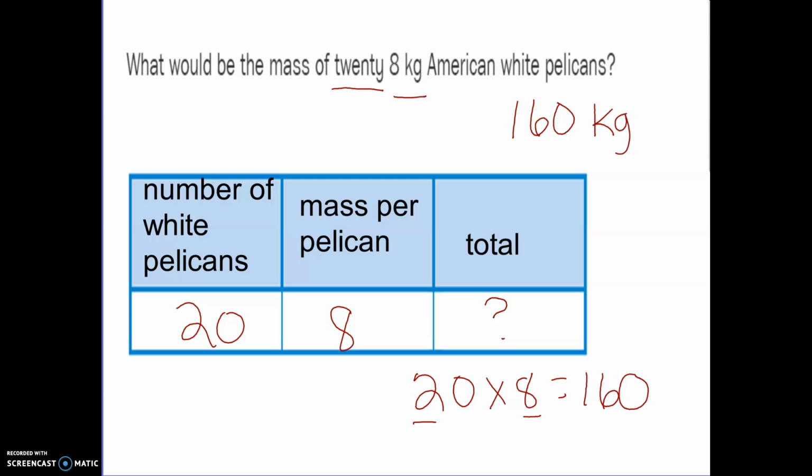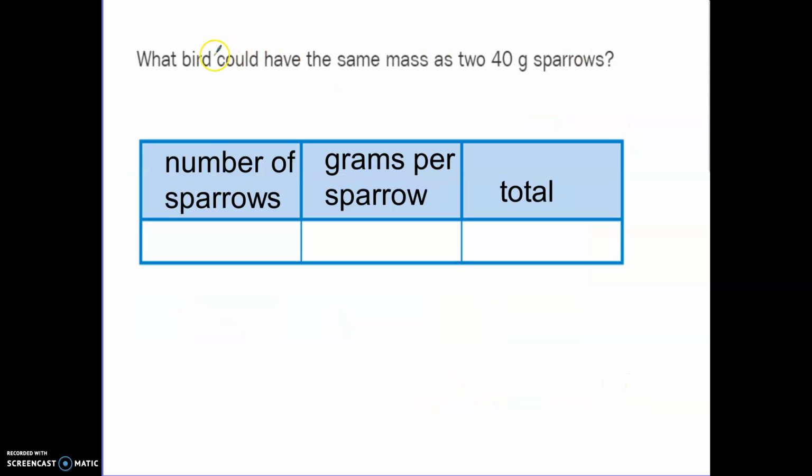Let's do one more. What bird could have the same mass as 2 40-gram sparrows? So the number of sparrows would be 2. The mass per sparrow is 40 grams, so we'll put 40 down. And we need to know the total. So we're going to have our number model, 2 times 40, which is 80.